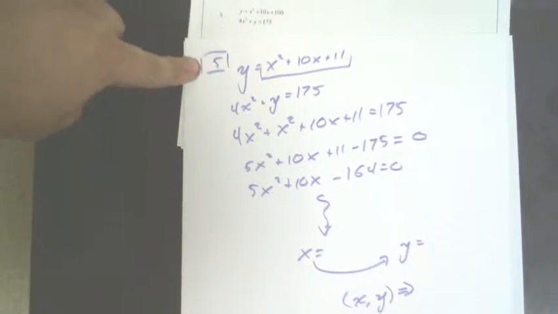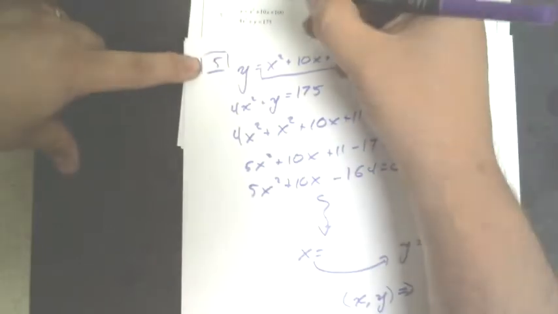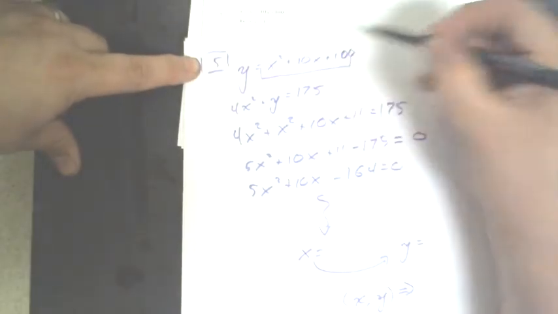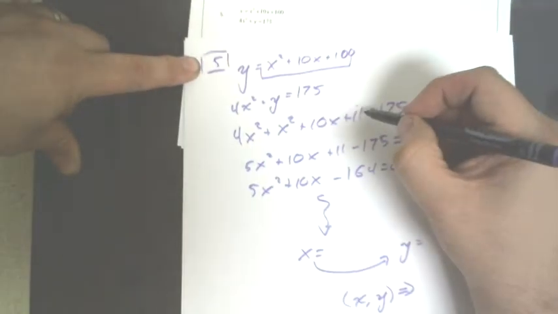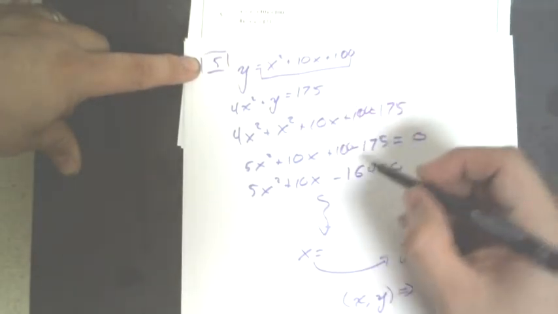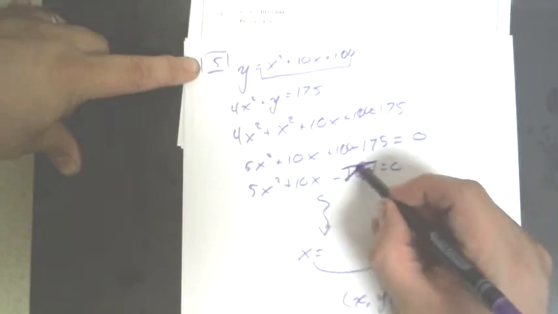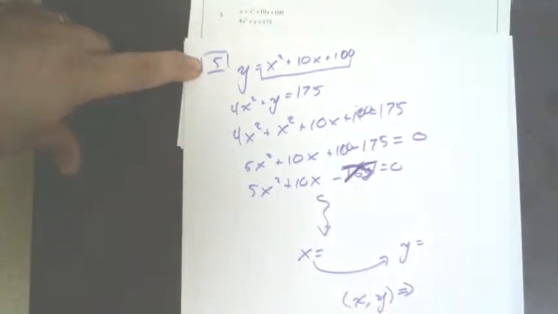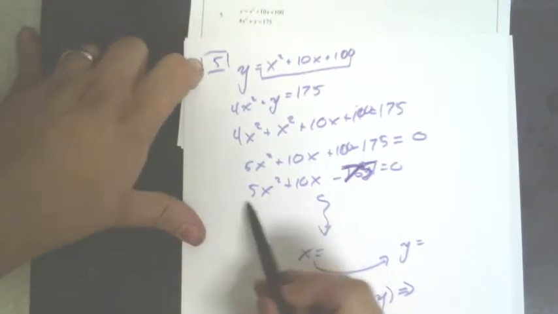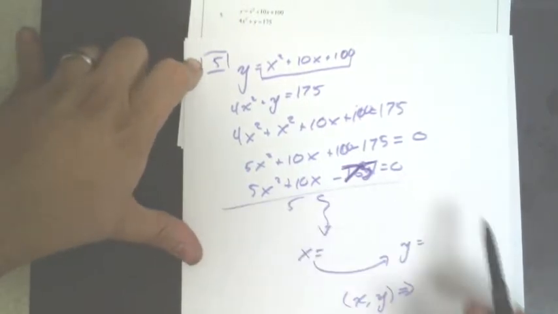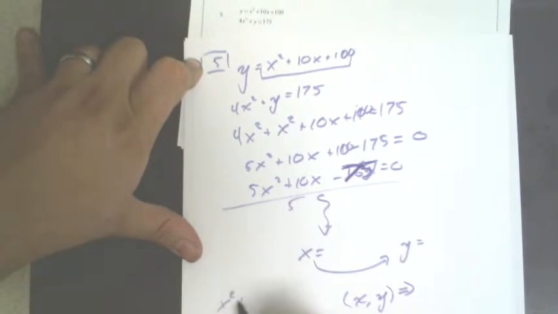Did I write something down wrong? Oh yeah, sorry. It's right there. This is 100. So that's 100. So that's just 75. So it'll factor really nice. Okay. Be careful with mistakes like that. But at that point you can divide off the 5 and get x squared plus 2x minus 15 equals 0, and that's very factorable.